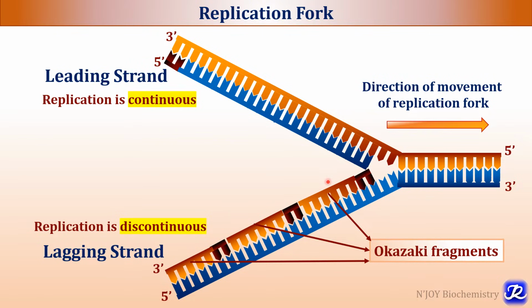Though it is from 5' to 3', it is away or opposite in the direction of the replication fork, while in the case of the leading strand, replication is continuous and in the same direction as the movement of the replication fork. Though on the leading strand replication is continuous, and on the lagging strand it is discontinuous, it occurs simultaneously.